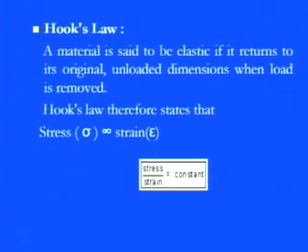Hooke's law says that a material is said to be elastic if it shows elastic deformation. If you apply the load and deformation is there, and once you release the load the body comes back to its original shape without any permanent set of deformation, this deformation is known as elastic deformation. So a material is said to be elastic if it returns to its original unloaded dimensions when the load is removed.